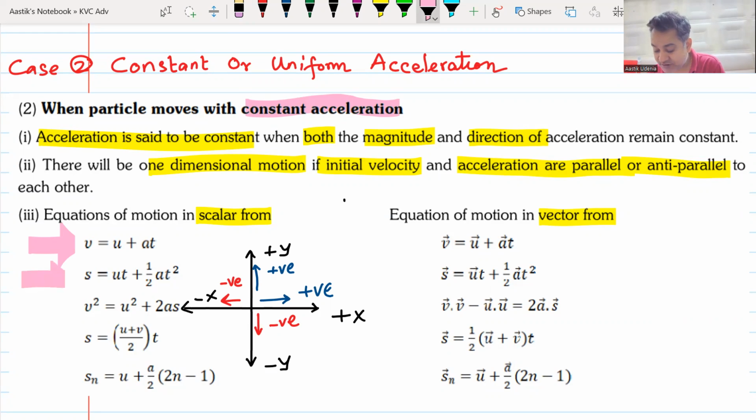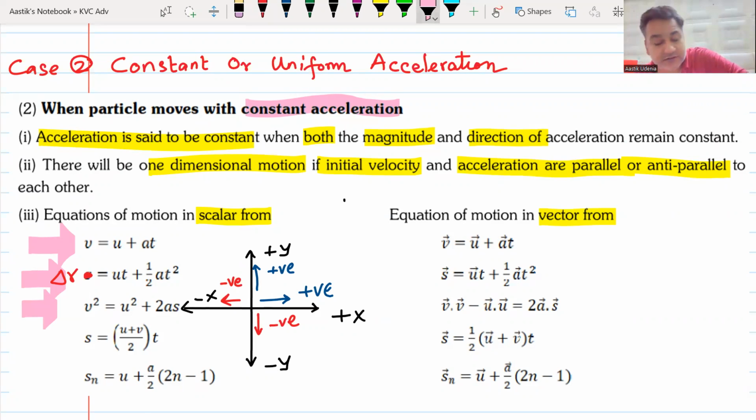V is equal to u plus at. The second equation, they have written it as S. I will not write it as S. I will write it as delta R. Do we understand the meaning of delta R? If you want to use it as S, you can use it as S, but I've used S for speed. Delta R is my displacement, ut plus half at square. That is equation number 2.